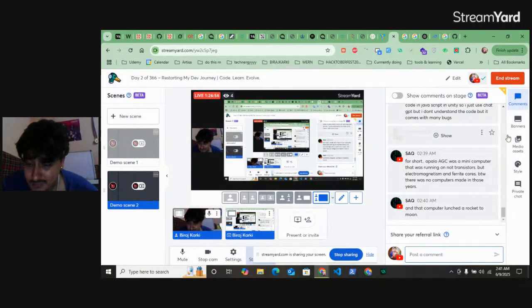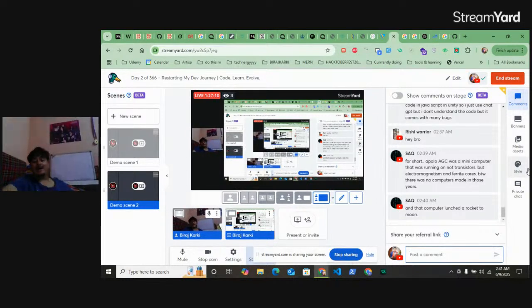Okay, for short, Apollo AC was a mini computer that was running on a non-transistor on electromagnetism and Friedrich course. By the way, the universal competition meeting was here, and the computer launch in rocket. Oh yeah, bro. Like yeah, like I had learned about that thing also.